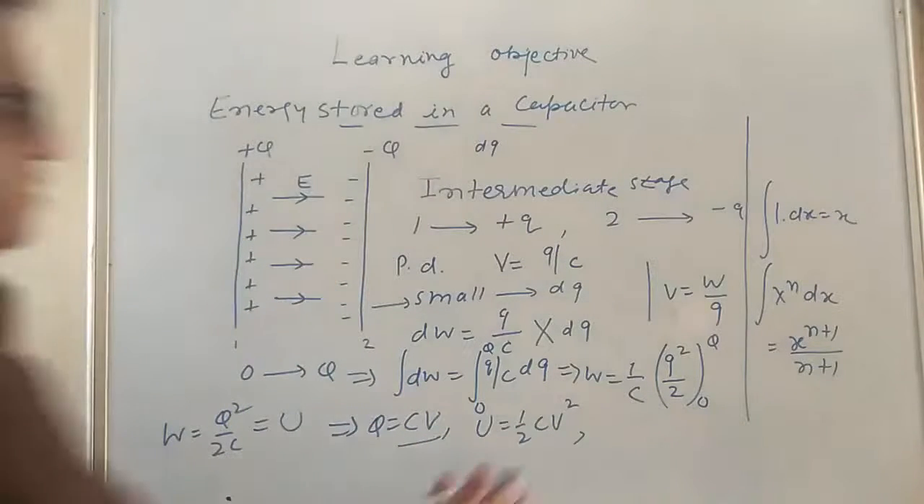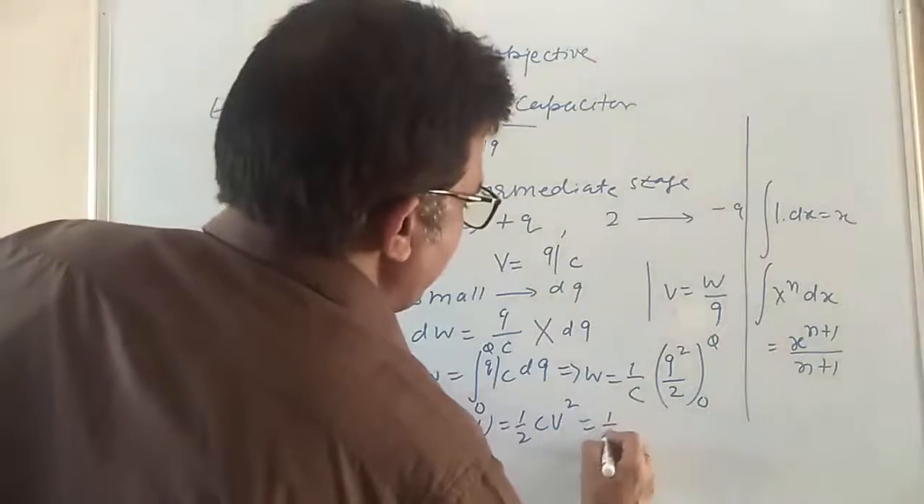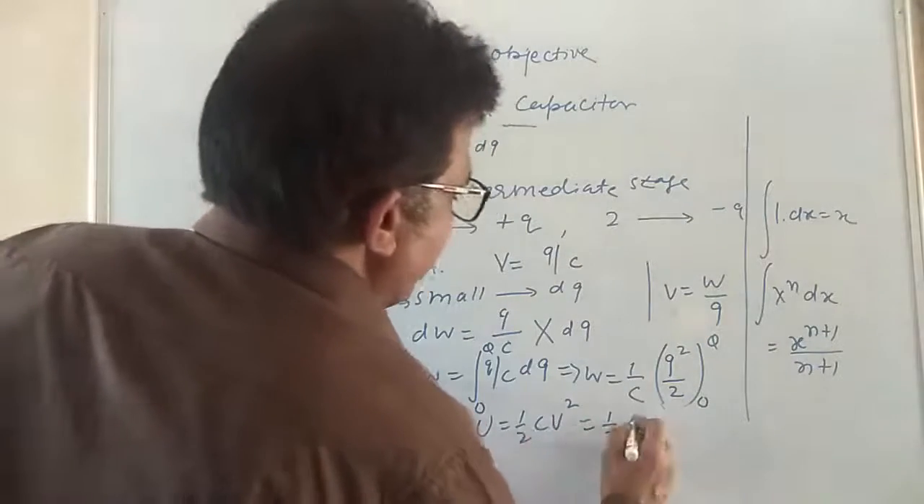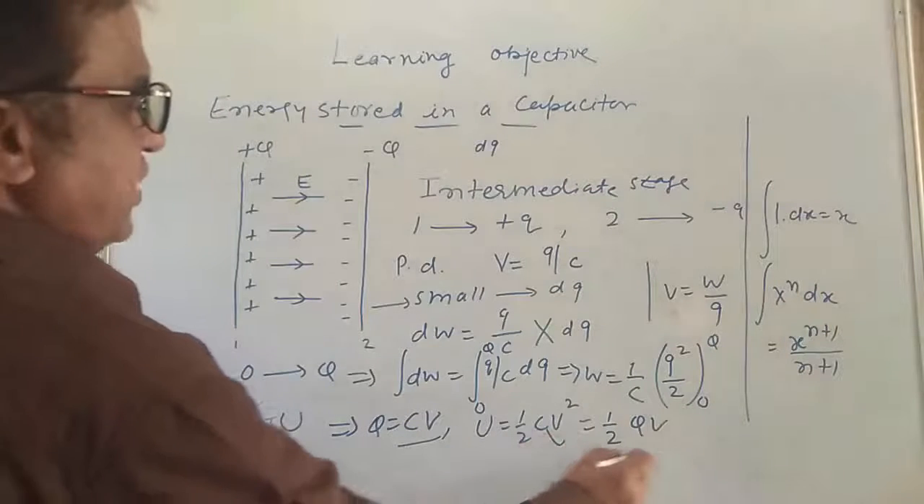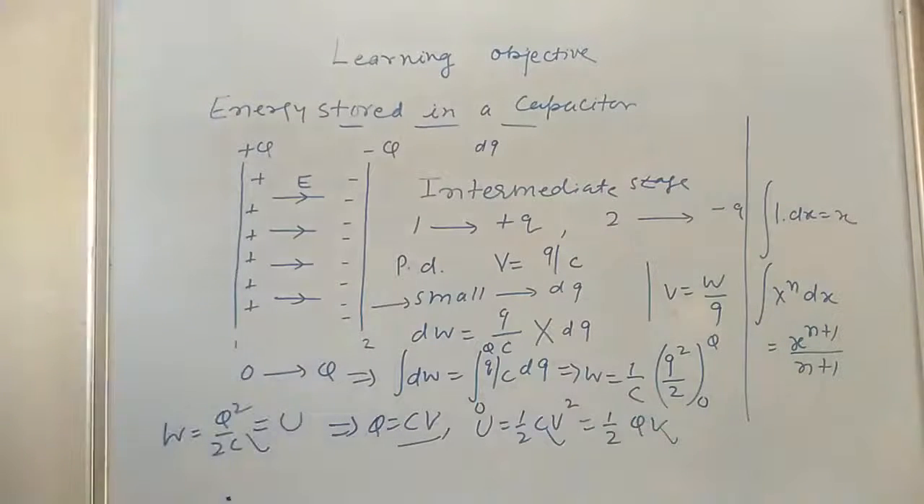So you will get 1 by 2 qV. So 1 by 2 qV. So these are the three formulas: q square by 2C, 1 by 2 CV square, and 1 by 2 qV. These are the potential energy here, my dear children. So write down. This is the formula for the potential energy or energy stored here.